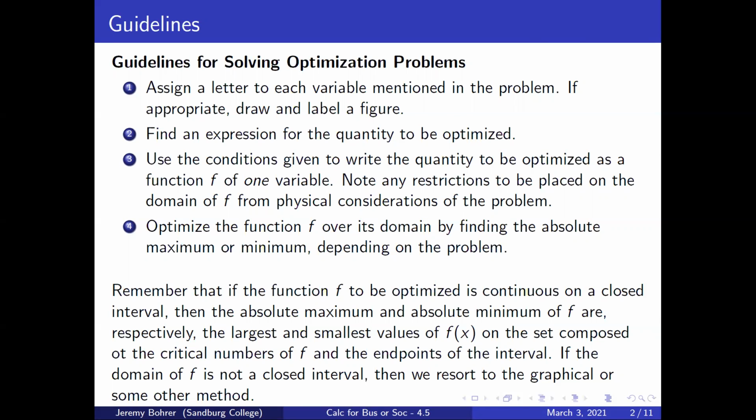Fourth, optimize the function f over its domain by finding the absolute maximum or minimum depending on the problem. Remember that if the function f to be optimized is continuous on a closed interval, then an absolute maximum and absolute minimum of f are, respectively, the largest and smallest values of f(x) on the set composed of the critical numbers of f and the endpoints of the interval. If the domain of f is not a closed interval, then we resort to the graphical or some other method.